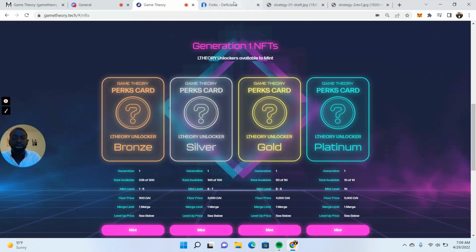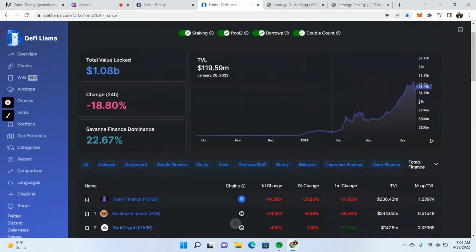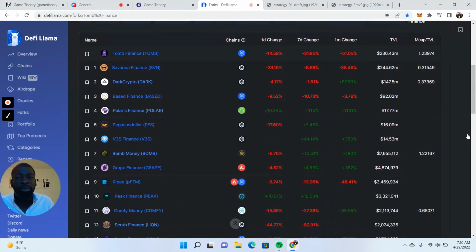And if we head over to DeFi Llama to have a look at the total value locked list, something I wanted to really touch on. If you look at the top of the list, so Tomb Finance and look at Savannah Finance, if you look at the TVL of Savannah Finance at 244 million, last time we were doing this video, this number was sitting at just under 400 million.